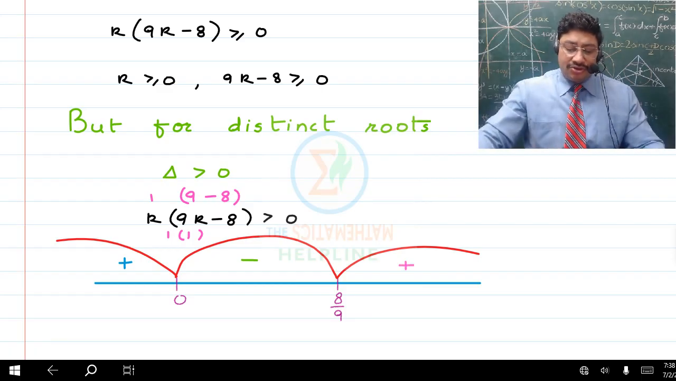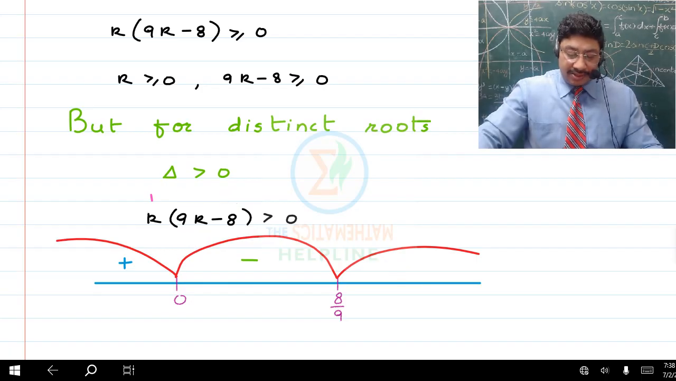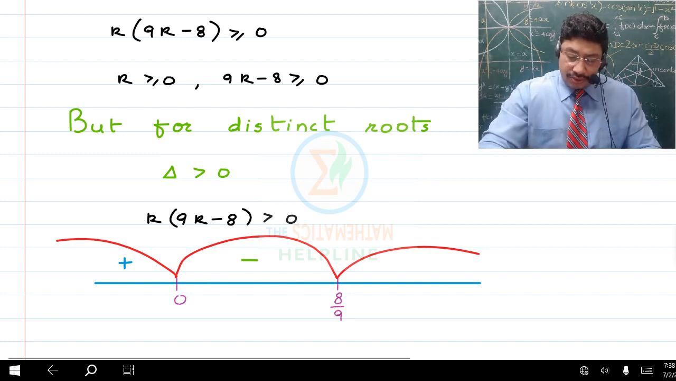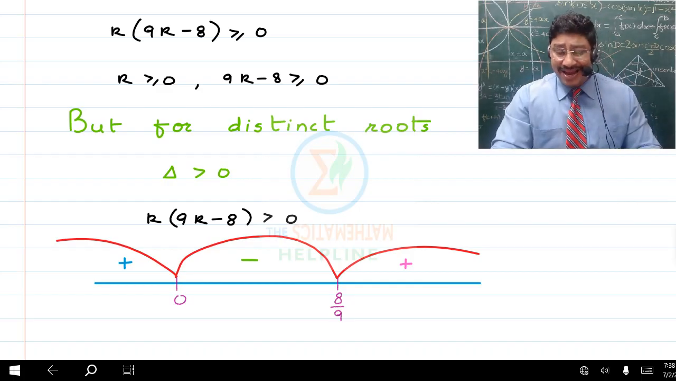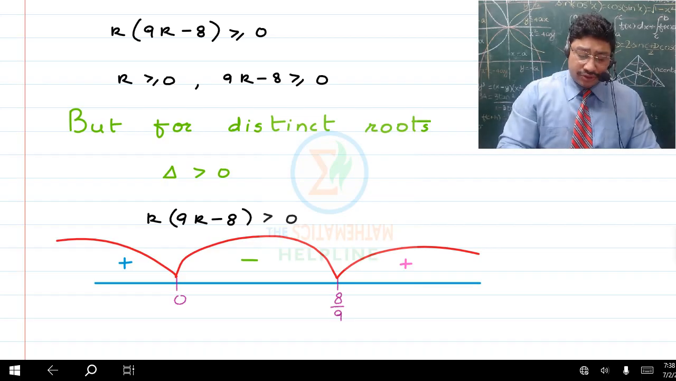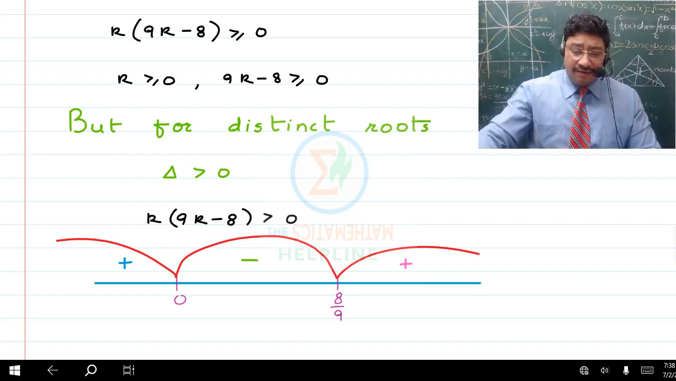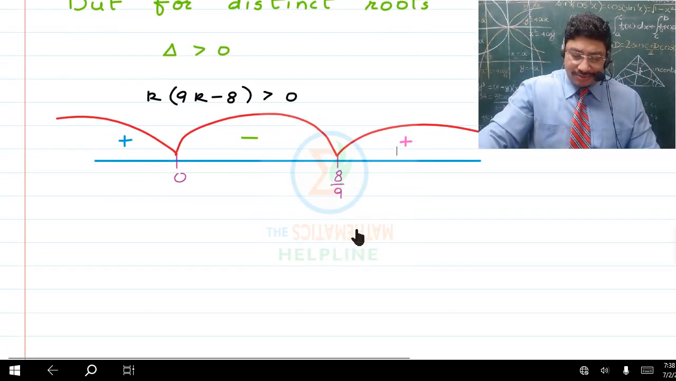Right? Now children, we will quickly remove all of this, and thus you know which are the portions which are to be taken, right? The portions which are greater than 0 are to be taken. So you will take the portion which is greater than 8 upon 9, and you will take the portion which is less than 0 for getting the value of k times 9k minus 8 to be greater than 0, right?